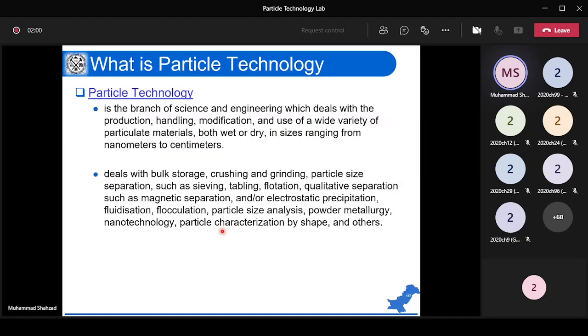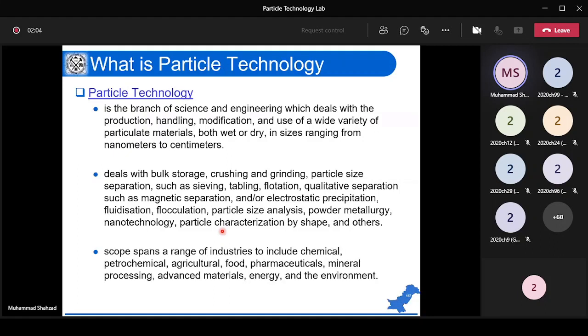There come the applications of particle technology in different industries. These include chemical industries, petrochemical industry, agricultural, food, pharmaceuticals, mineral processing, advanced materials, energy, and environment. If I am going to explain all these industries, particularly the applications of particle technology in these industries with the help of examples, it will take pretty much time, but I'm not going to do it.